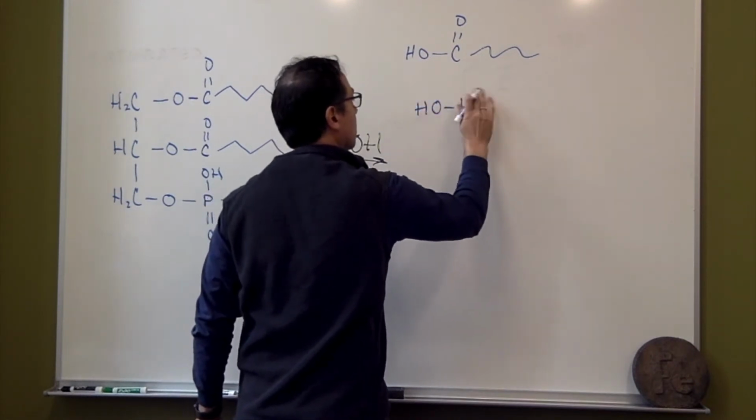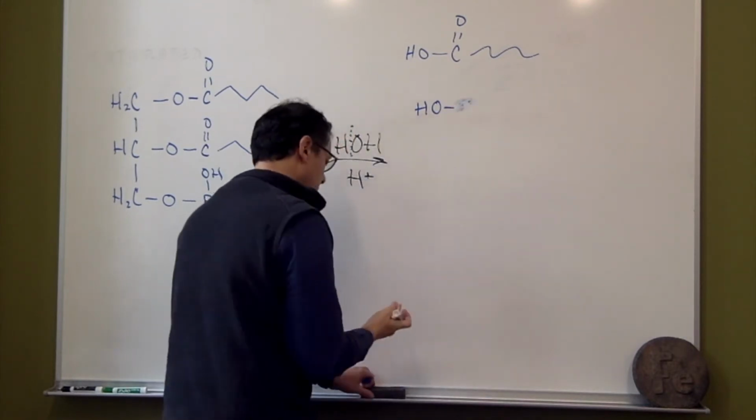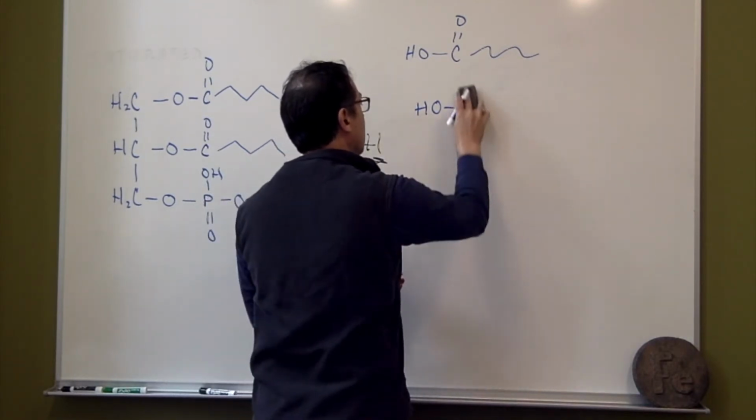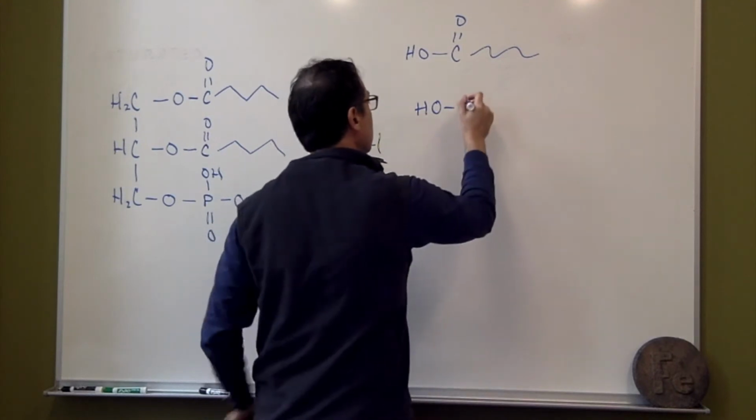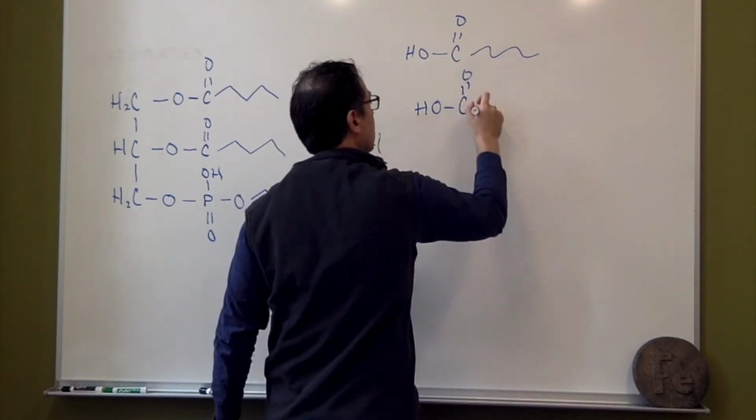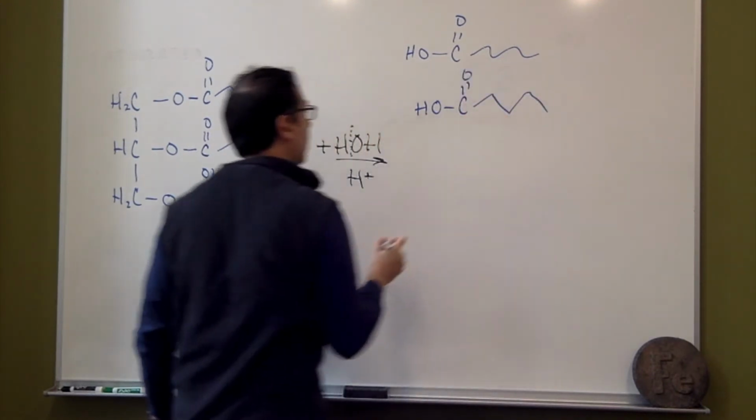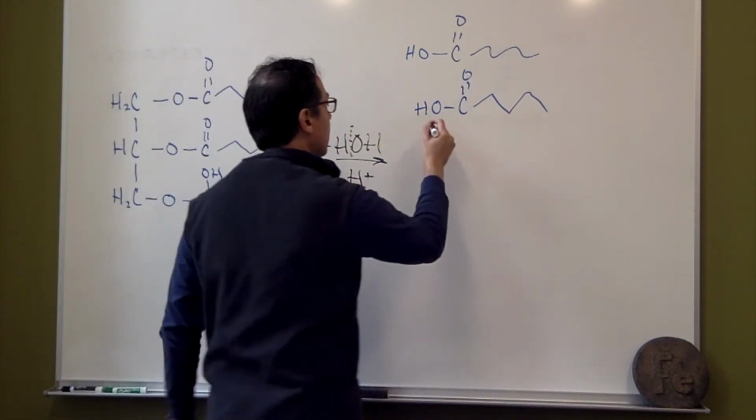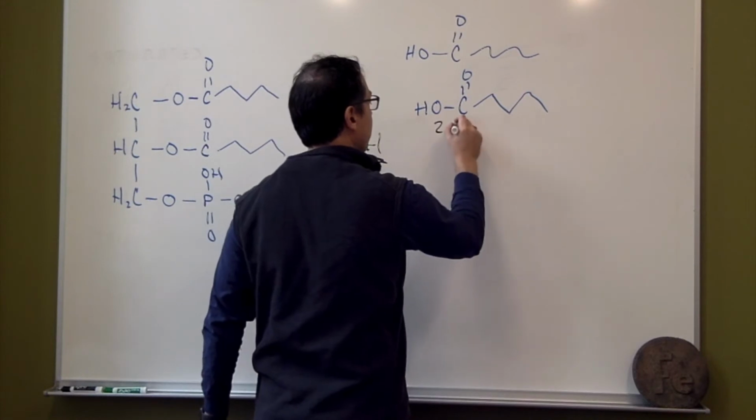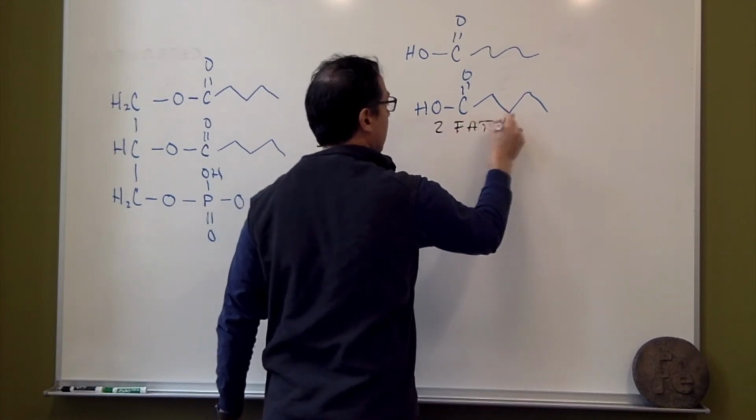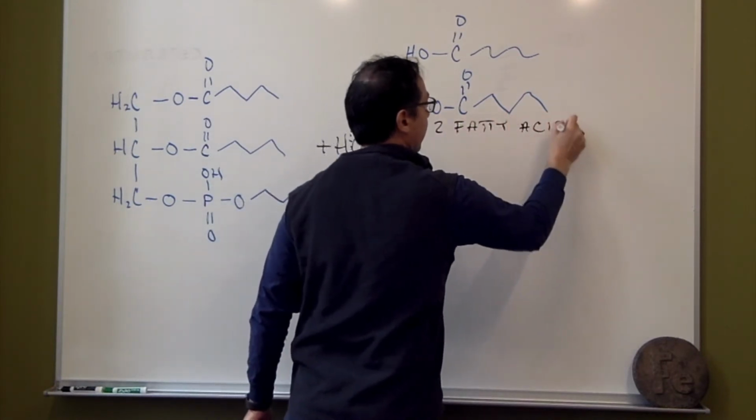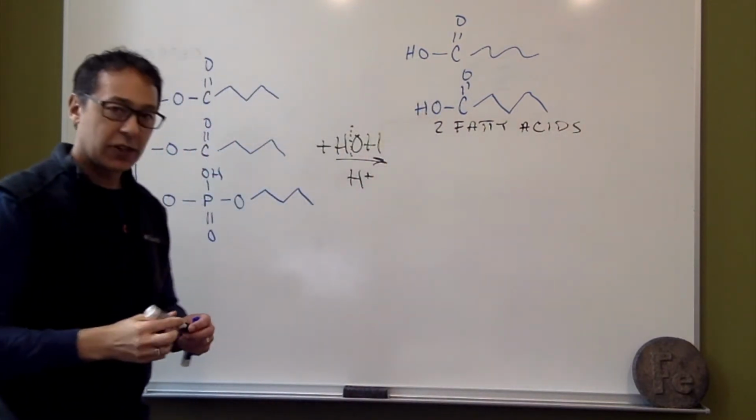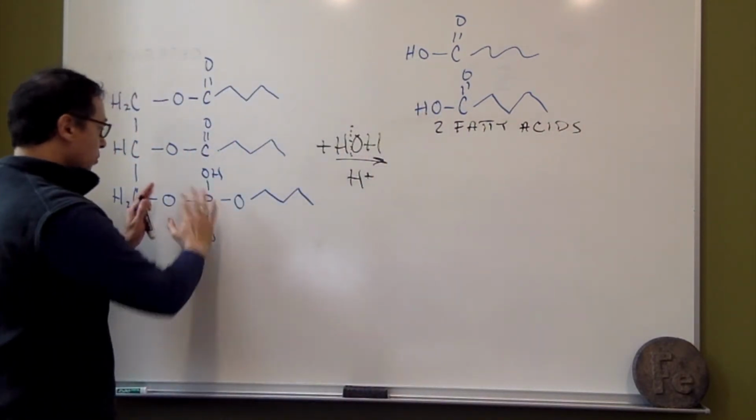We're going to have another one here, and so that's going to be OH. Carbon, double bond O, and okay, all right, so those are our 2 fatty acid groups there. So I'm just going to label these 2 fatty acids. Okay, that's 2 of our products. And then we're also going to end up here breaking this apart.